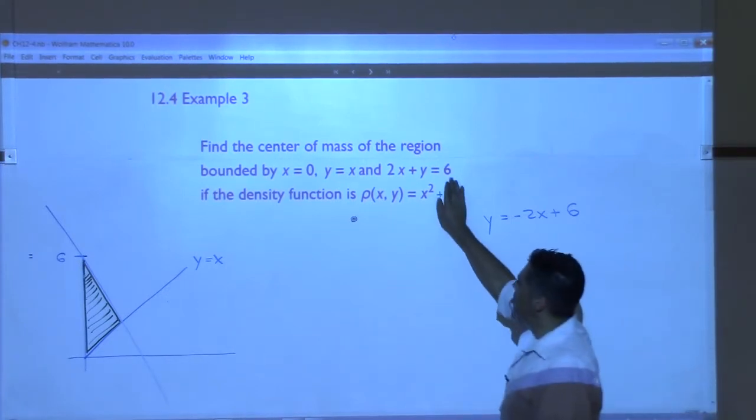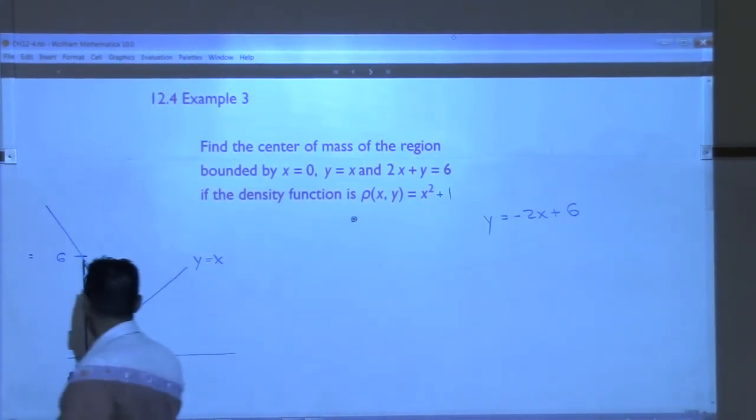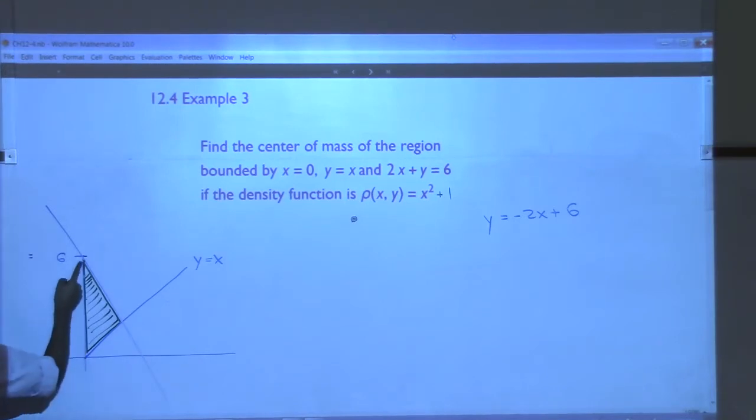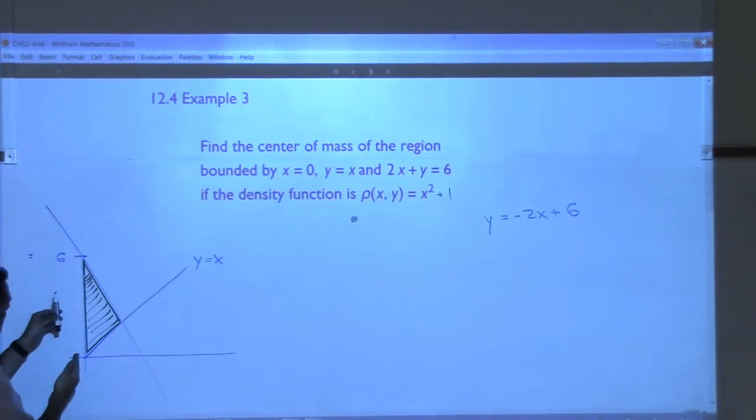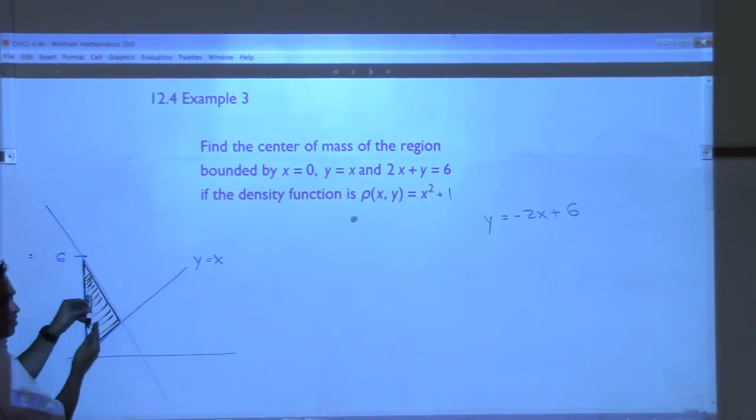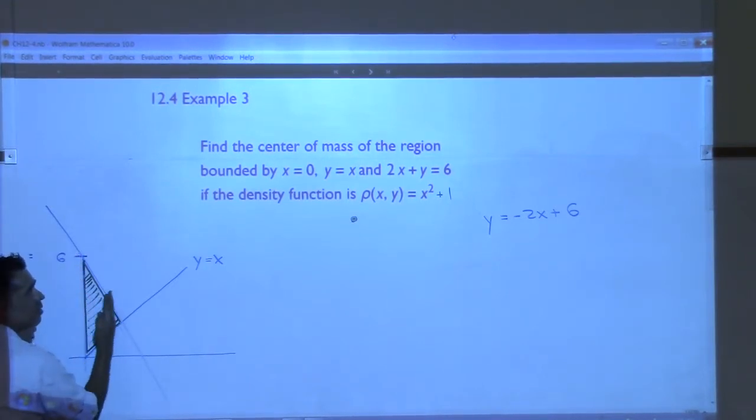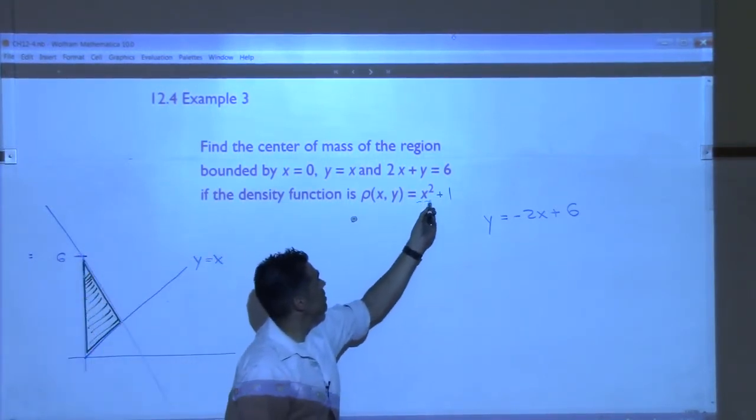Because if it was just x squared, what's the density along this edge? What's the density at every point on this edge? 0, which wouldn't make a whole lot of sense, right? So if I go x squared plus 1, then I have density everywhere. In other words, as we move out, our density changes, but all that matters is the x coordinate, because this is our density function.